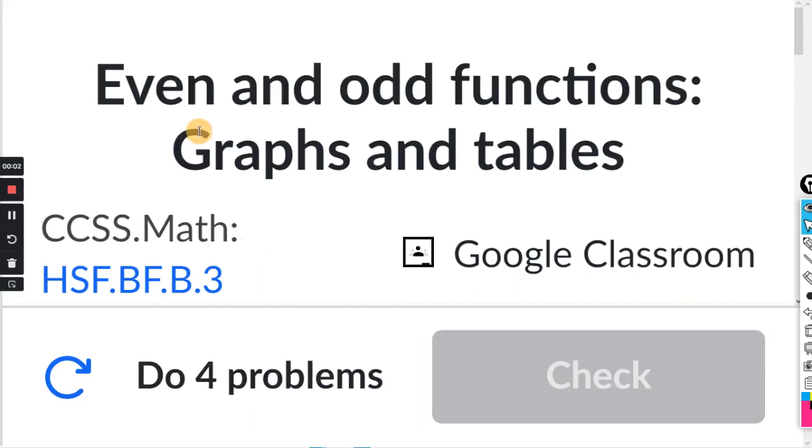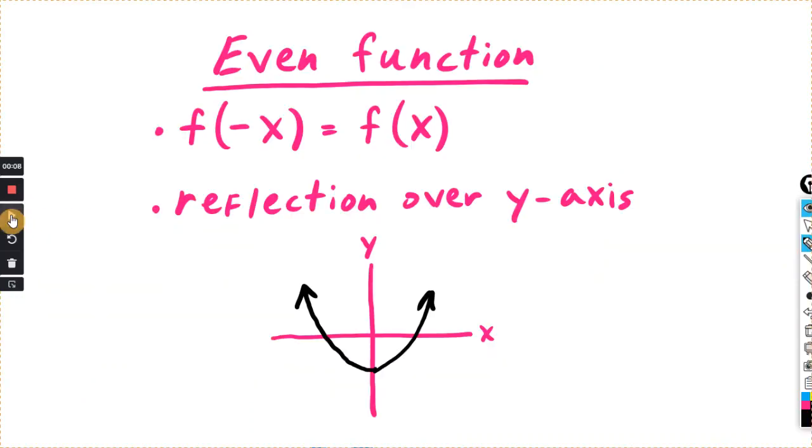This will be for the exercise on even and odd functions, graphs, and tables. So the definition for even functions first, you have f of negative x equals f of x. Remember that f of x is the y value you get when you plug in x. And we're saying f of negative x equals f of x.